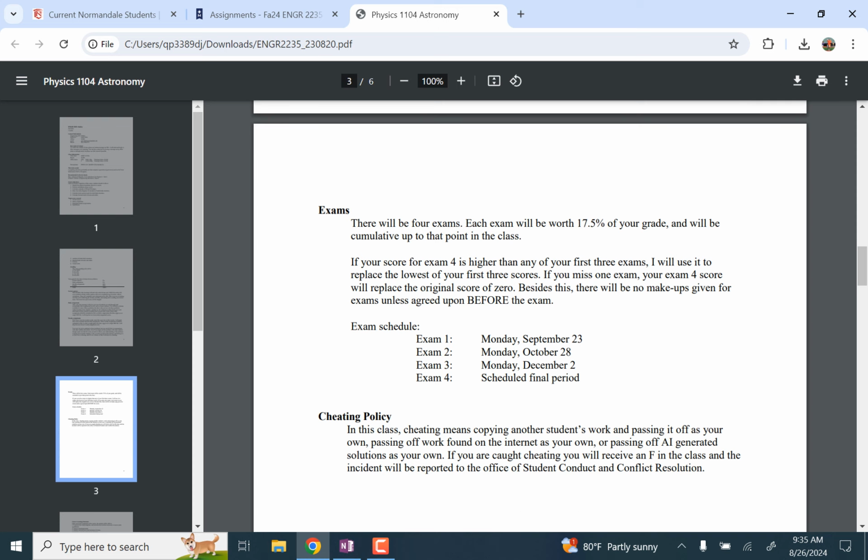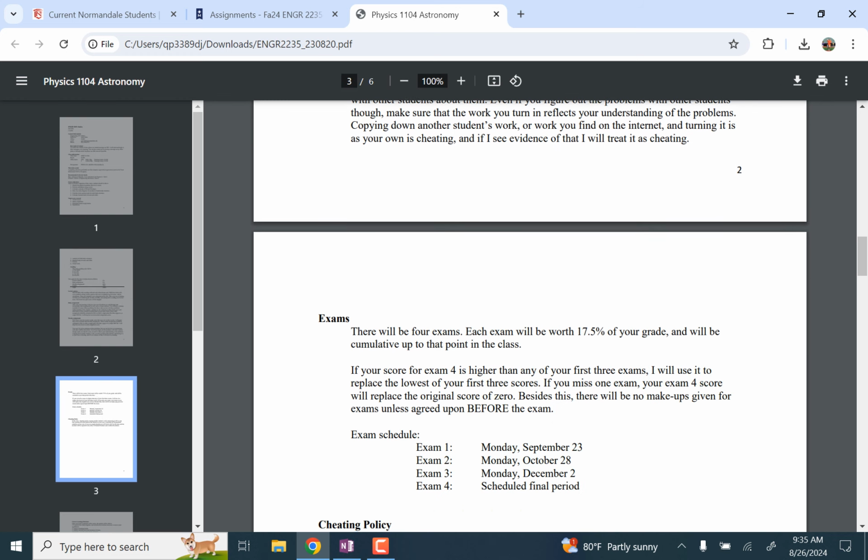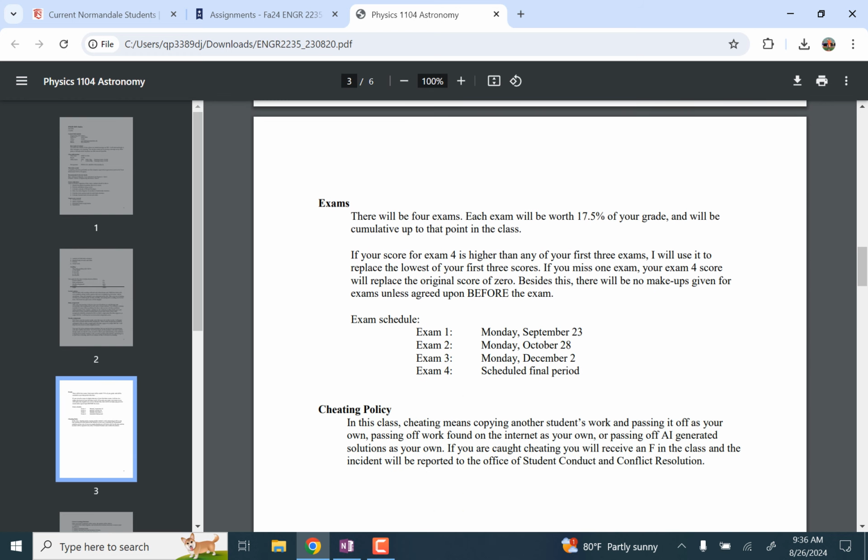And then the exams. There are 4 exams. Each one is worth 17.5% of your grade. Each exam is cumulative, just like the weekly assignments. So again, the exams aren't just what we studied since the last exam. It goes all the way back to the beginning.